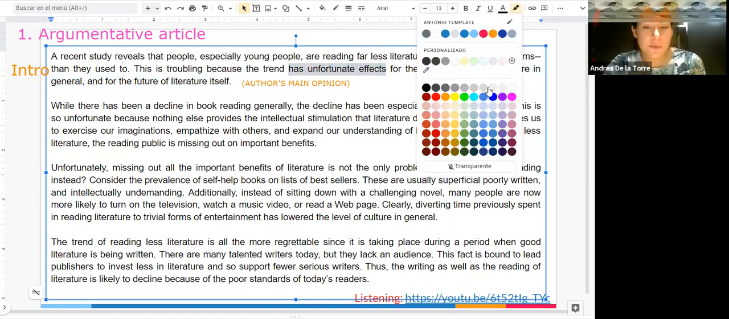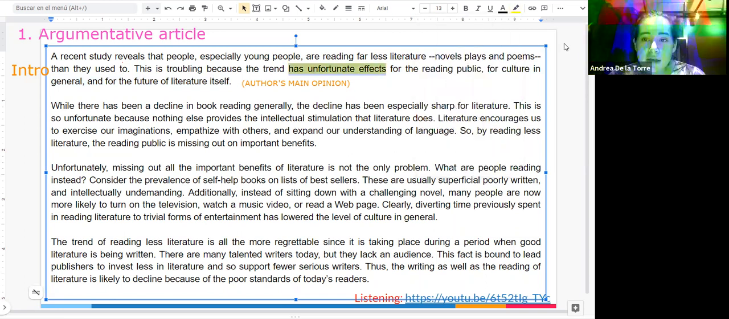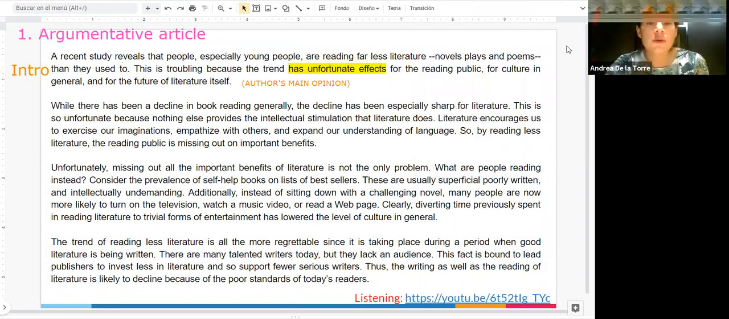This is the opinion, guys. It is related to the effects of the fact that people are reading less literature, but the author's main opinion is that the fact that people are reading less literature has unfortunate effects. Okay, that would be his opinion. Everything else are facts in here, right? We know that people are reading less literature. As a matter of fact, they are. Now, the author thinks that this has unfortunate effects, right? For the reading public, for culture, and for the future of literature.